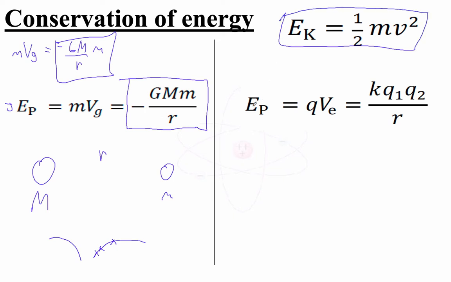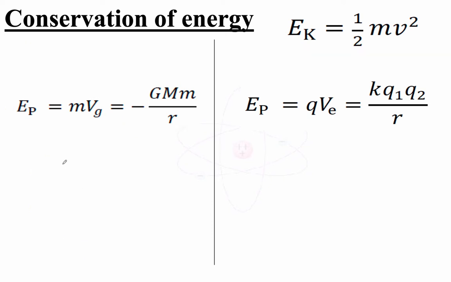Okay, so on the gravity side, we get this beautiful thing. The total energy of a system is 1/2 mv squared, if the little m is moving, plus minus G big M little m over r. And if the big M is moving, of course, we'd have a 1/2 big M v squared too. But this would be our total energy.